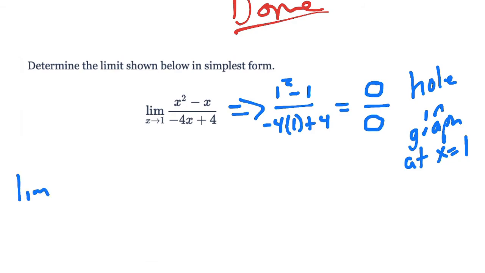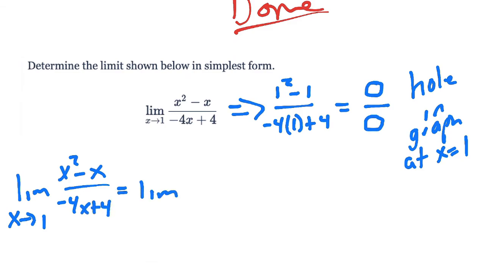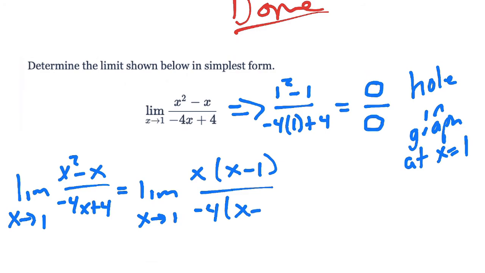What we can do is say the limit as x goes towards 1 of x squared minus x divided by negative 4x plus 4 is the same thing as writing the limit as x goes towards 1 of x times x minus 1, if I factor out an x, divided by negative 4 times x minus 1, if I factor out a negative 4. Oh, wait a minute. Look what happens there. We get to reduce these.